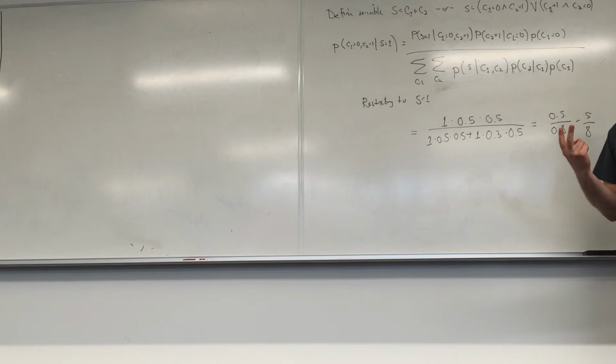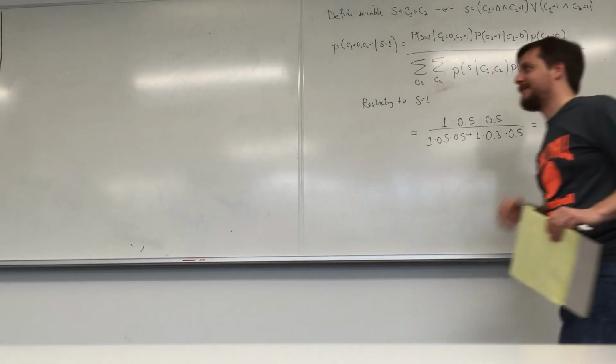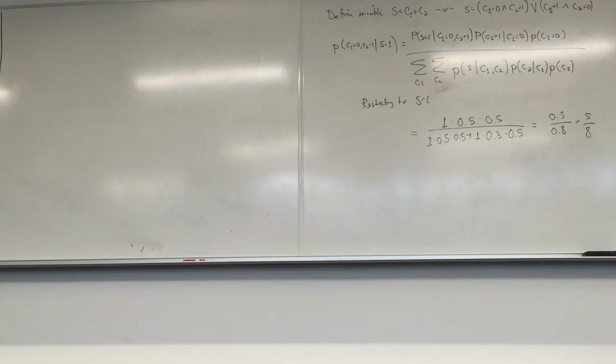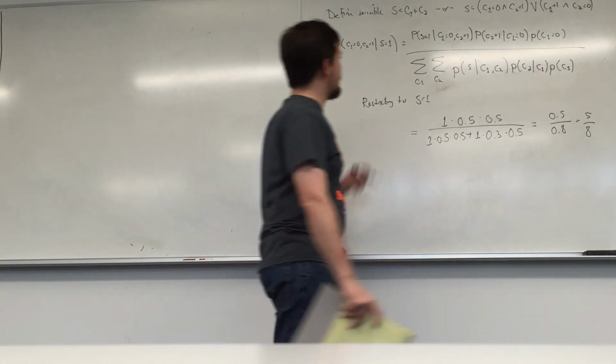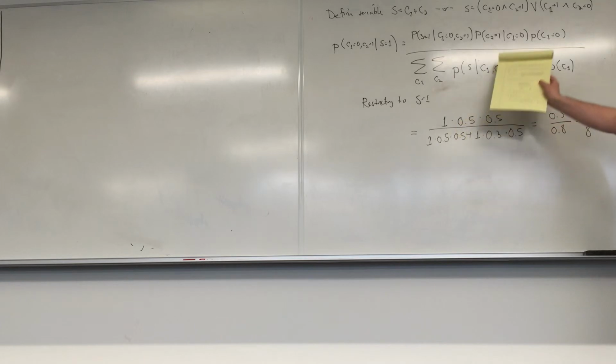No, but heads and heads is not what we observe. One has to be heads, one has to be tails. It has to be an XOR. Okay, right, that made sense. Yeah, totally reasonable. So why is the numerator 1 times 0.5 times 0.5? Because the probability that S is equal to 1, given that there's exactly one head and one tails, is going to be true. So that one makes sense.